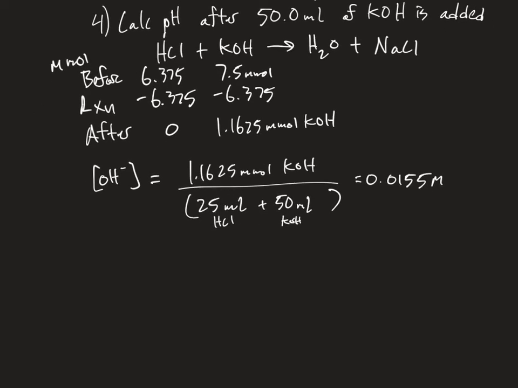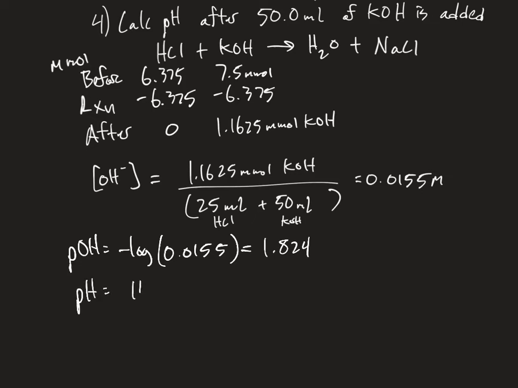So for pH, let's get the pOH, the negative log of that, and that equals... pH then is 14 minus the pOH, and we are at 12.176. Look at that big jump.